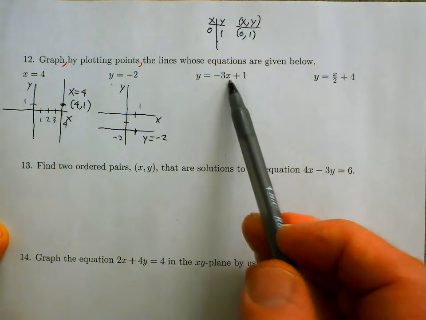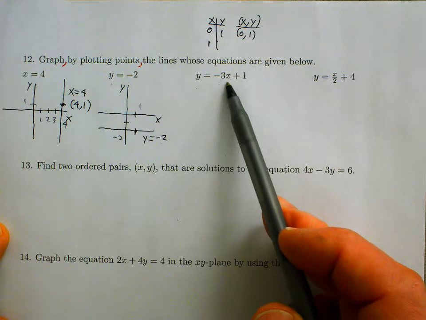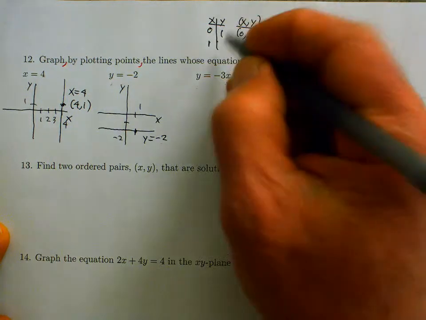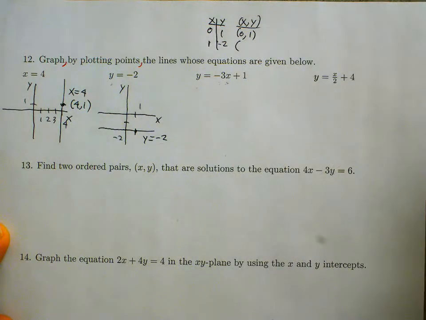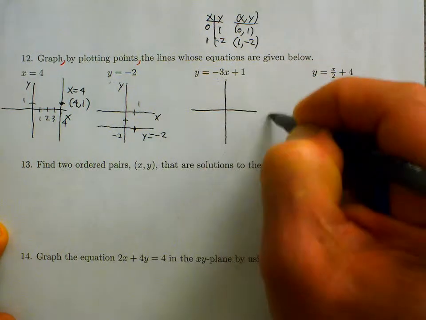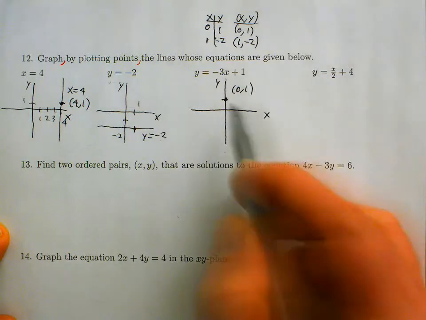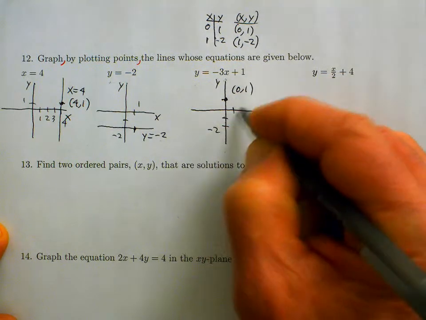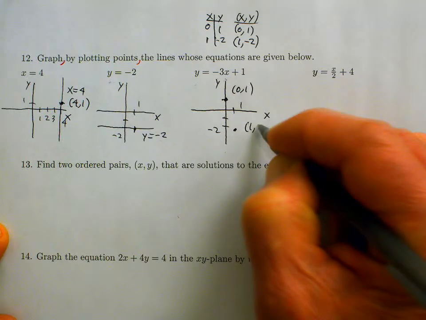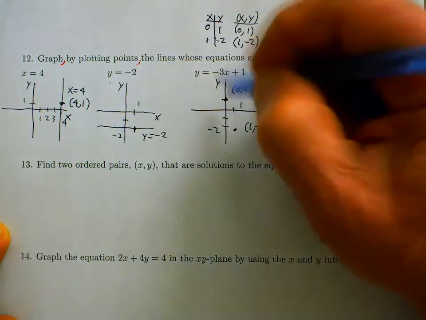If I pick x to be positive 1, then the y coordinate is negative 3 times 1 plus 1. Negative 3 times 1 is negative 3. Negative 3 plus 1 is negative 2. So the ordered pair 1, negative 2 is a point on the graph. And to graph a straight line, we only need 2 points, 2 different ones. So 0, 1 is this point. 1, negative 2 is this point. Oops, 1, negative 2, if you can read that. And then draw a straight line through those points.